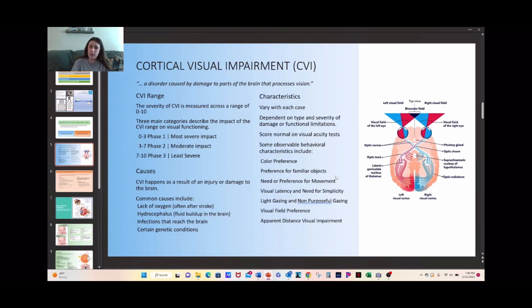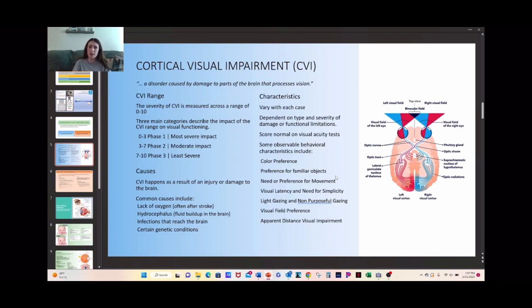Characteristics vary greatly with each case and depend on the type and severity of damage or functional limitations. A lot of CVI cases can be treated, which is why early detection is so important. That being said, there are a wide range of characteristics to look for when determining if a child is suffering from CVI. It's important to note that every child is different, so each case will vary. All of the characteristics that we're going to talk about are associated with CVI, but not every child needs to exhibit every symptom to be diagnosed.